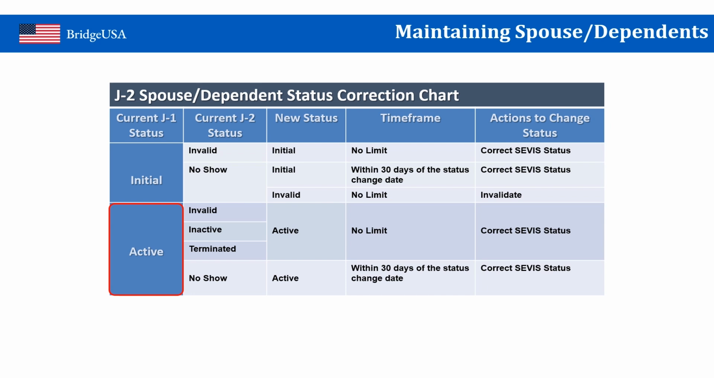Or, let's say you invalidated the J2 when you were informed they would not accompany the J1. Later, after the J1 started their program, they informed you that the J2 is ready to come to the United States. The chart tells you that you can correct the J2's status from invalid to active with no time limit using the correct SEVIS status link.